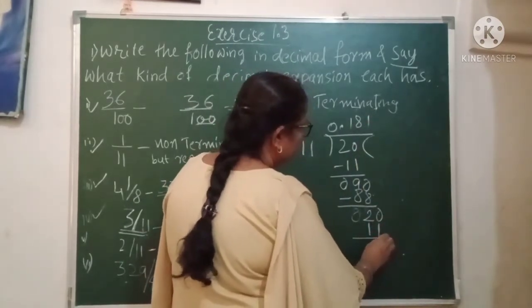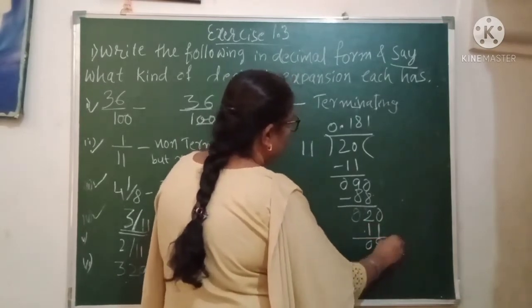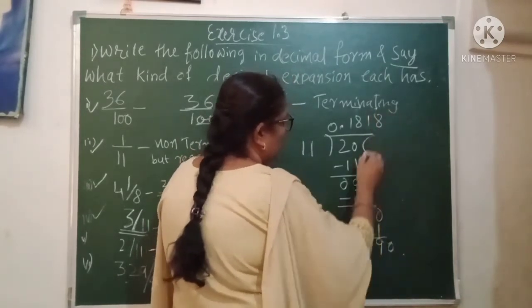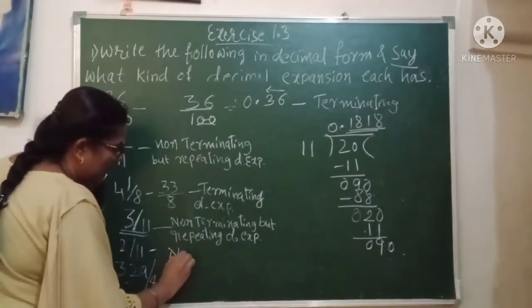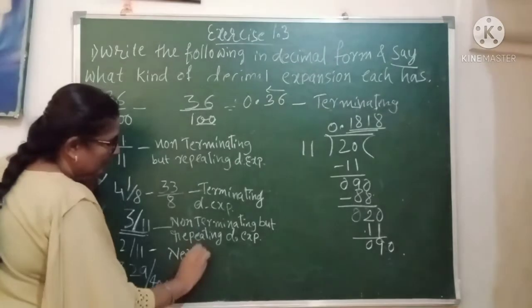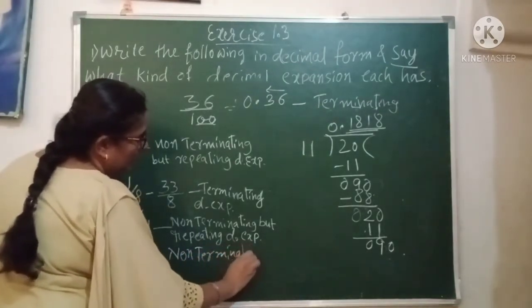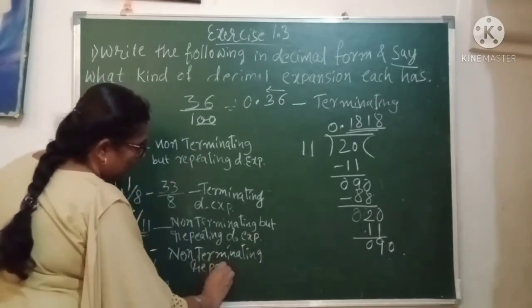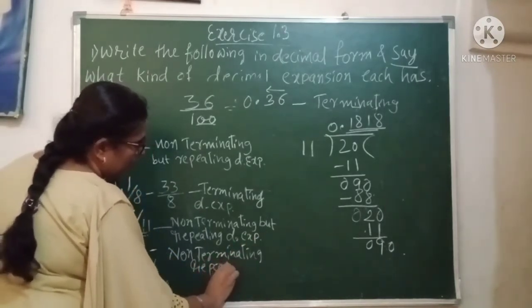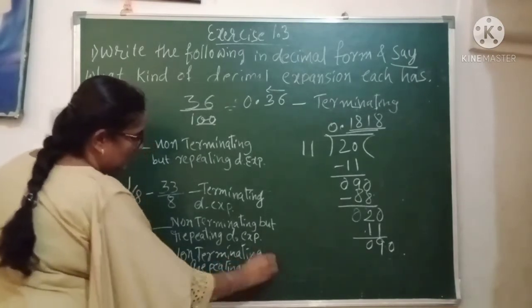I'm getting here 9 and this is 0. What am I getting here? Once again 8. That means this is also the same thing. But here what are you going to write? Non-terminating. Same explanation for that one. Non-terminating. And this is repeating. Repeating decimal expansion. We say this one.